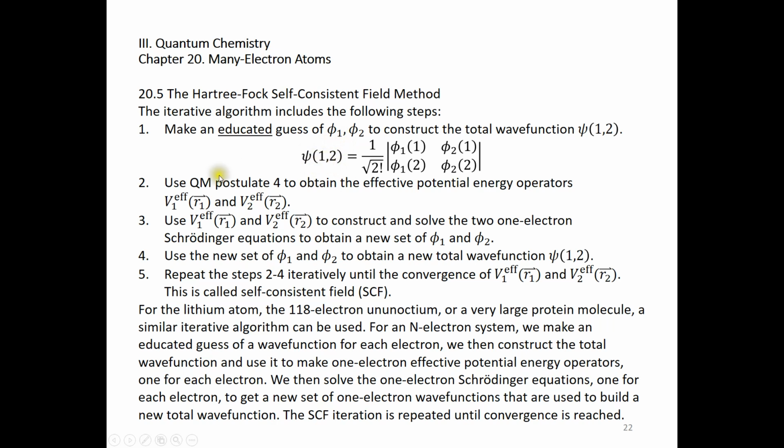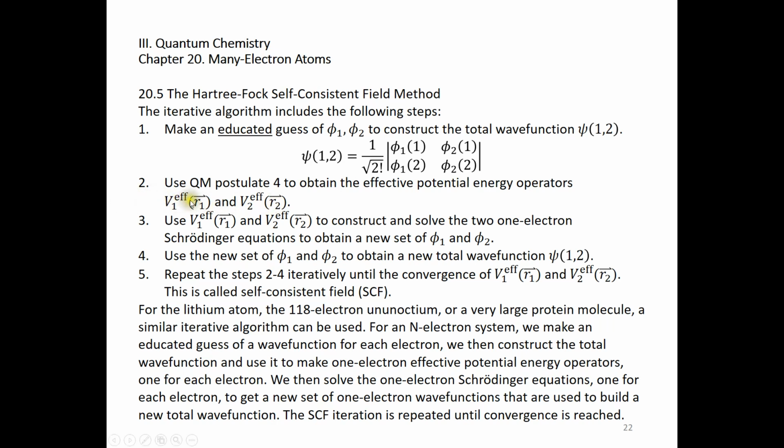Once we have psi 1 2, we'll use quantum mechanical postulate 4 to obtain the effective potential energy operators of V1 effective and V2 effective. So we just use this postulate 4 and we integrate psi star, and then the repulsion operator applied to psi. But when we integrate this integral, make sure for the effective potential energy for electron 1, you integrate that integral with respect to electron 2 only. And to get this, you integrate with respect to electron 1 only.